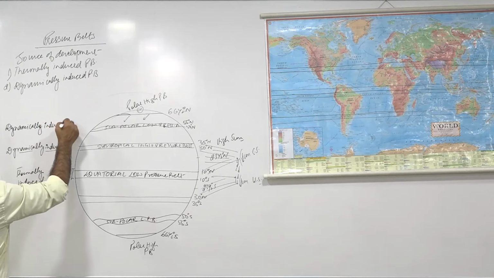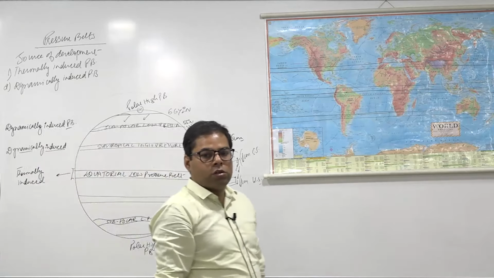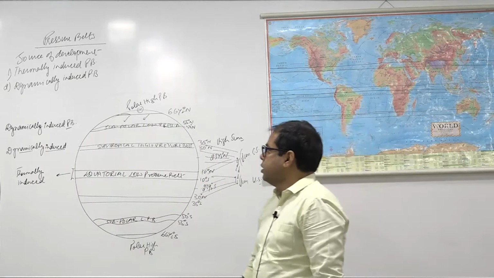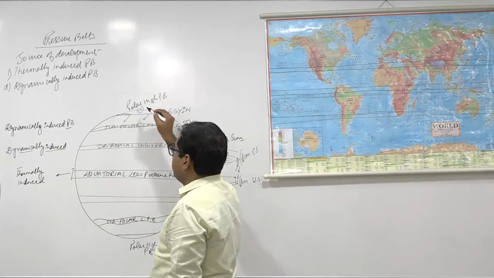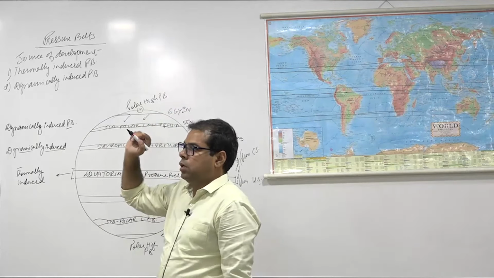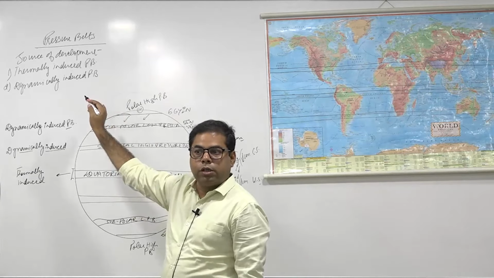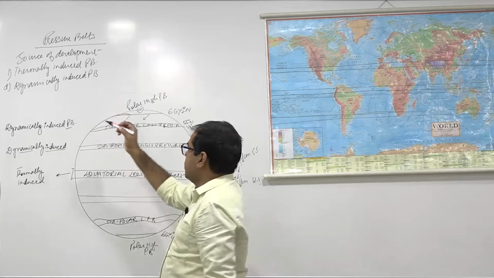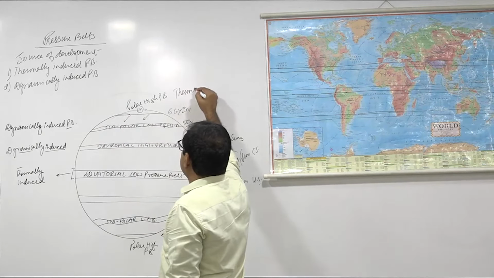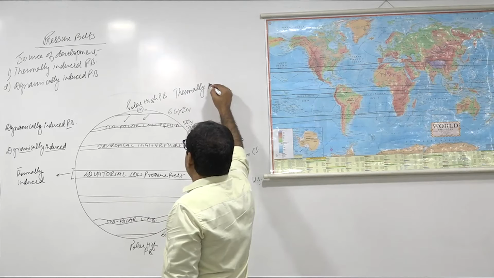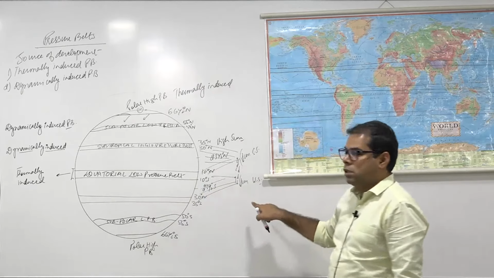Dynamically induced pressure belt. Am I clear? Clear or not? So, the dynamically induced pressure belts are the subpolar low and the polar high. Polar region, temperature high or low? Low. So pressure will be low. So this is again thermally induced. So we have 3 thermally induced.